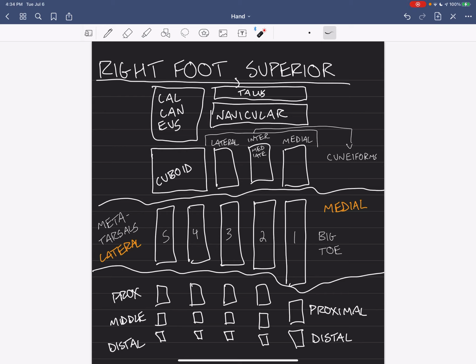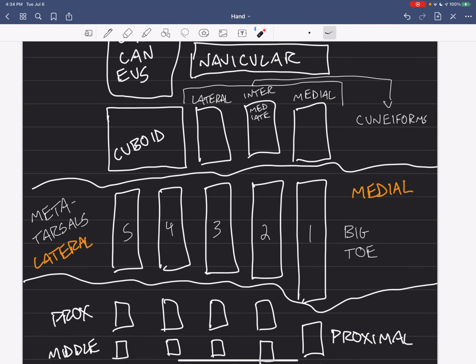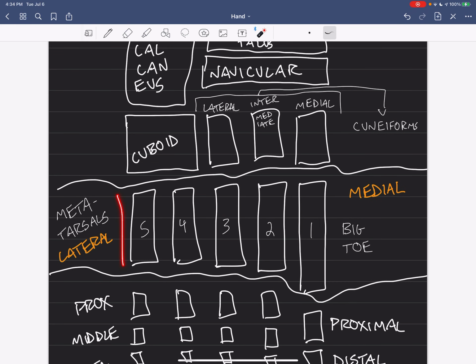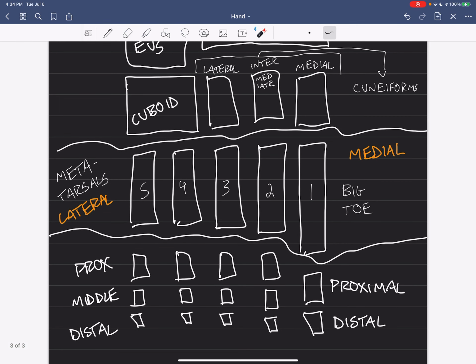All right, just like the hand, we're going to start with our metas, and in this case, it's metatarsals. Okay, and we do have 5 of them. And our medial side is going to be here, so this would be the metatarsal of our big toe, and then this is going to be our lateral, so this is going to be number 5, this will be number 1.